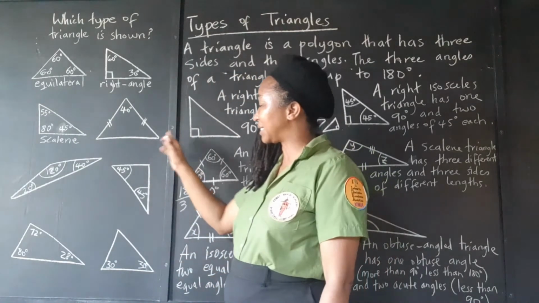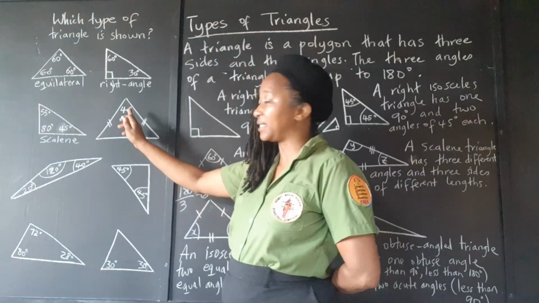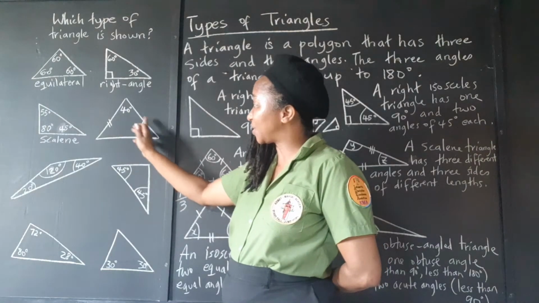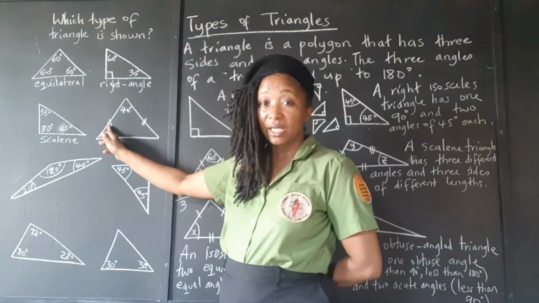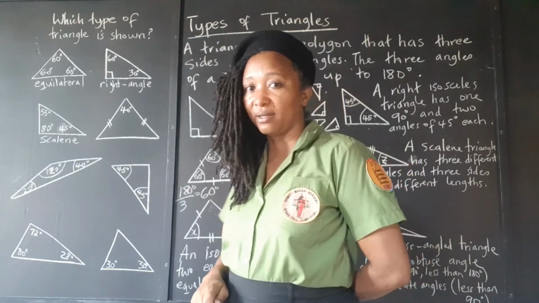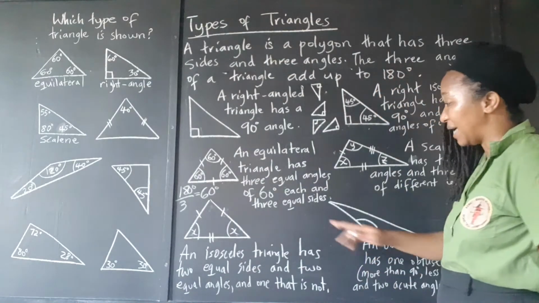Alright, how about this guy? We are told this is 40 degrees. And we are told that these two sides are equal. Immediately we can tell that must be an isosceles triangle.